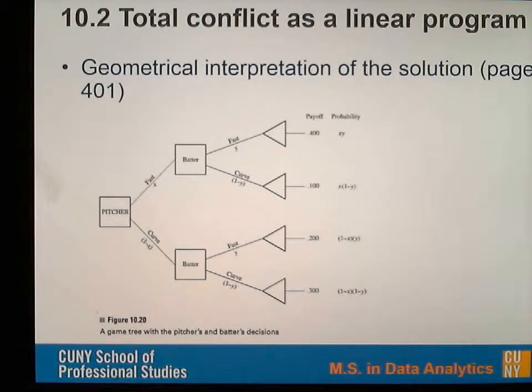And this is another way to look at this problem. For different strategies, if the pitcher is fast and the batter is fast as well, this is the payoff with this probability, and so on and so forth.